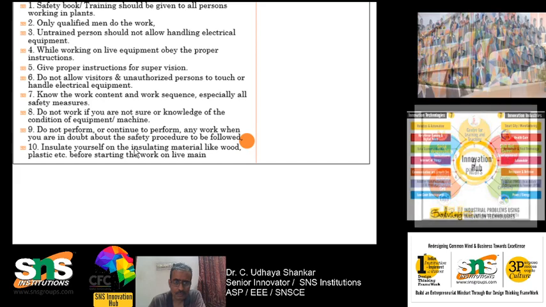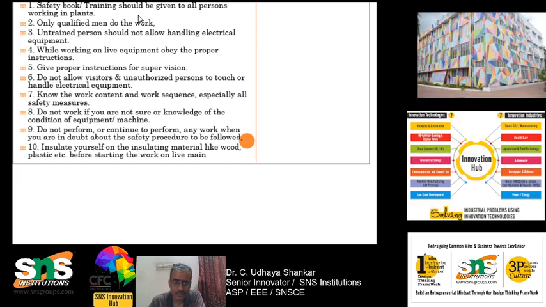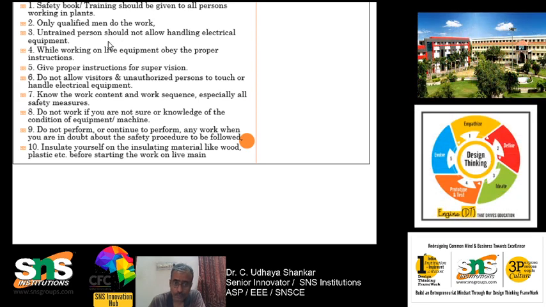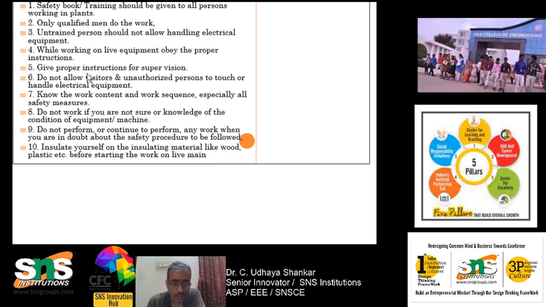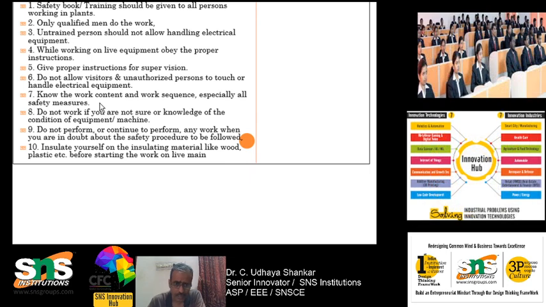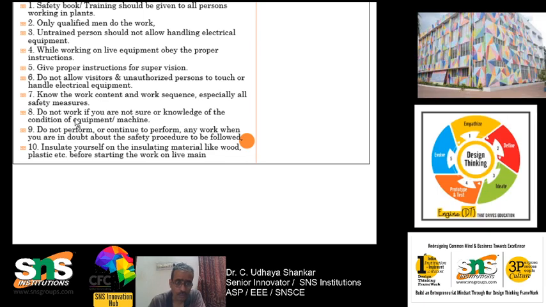So what is the prevention of electrical accidents? You can see that safety training should be given to all persons working on the plants, and only qualified men should be working, and untrained persons should not be allowed to enter into the electrical equipment. While working on live equipment, the proper instructions have to be followed, and instructions also have to be there for supervision, and visitors and unauthorized persons should not be allowed to handle the electrical equipment. And the work content and work sequence should especially ensure all the safety measures, and do not work if you are not sure about the knowledge or condition of the equipment.